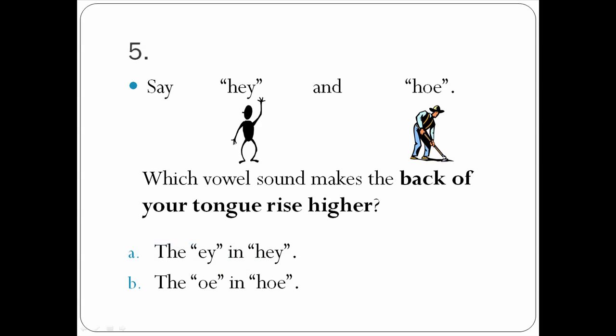5. Say hey and ho. Which vowel sound makes the back of your tongue rise higher? It's the o in ho that makes the back of your tongue high. In contrast, when you say hey, the a makes the front higher. Hey, ho.